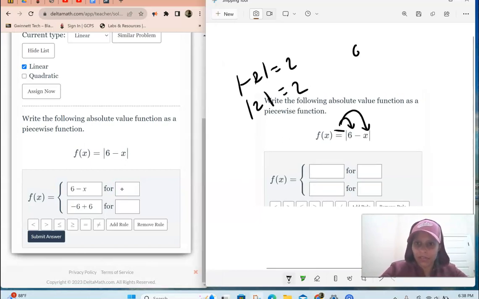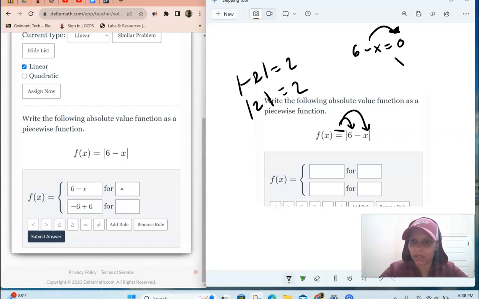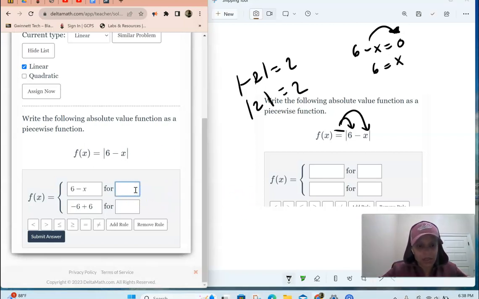So you have 6 minus x and set it equal to 0 and solve it that way. If you move negative x to both sides, or add x to both sides, or however you like to think of it, you're going to get x is equal to 6. So what that means is that x right here is something to do with 6.